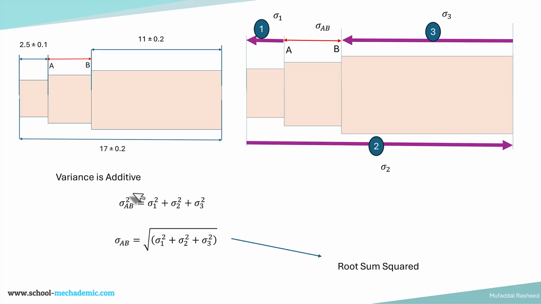Then we find the squares of these and add them, which will be the variance. So sigma squared, that is sigma AB the whole squared, is equal to sigma 1 squared plus sigma 2 squared plus sigma 3 squared. And then, by taking the root, we can find the standard deviation of AB, which is the root of sigma 1 squared plus sigma 2 squared plus sigma 3 squared. This formula gives the name root sum squared. As you can see, it is the root of the sum of squares, which is the standard deviation of the gap AB.